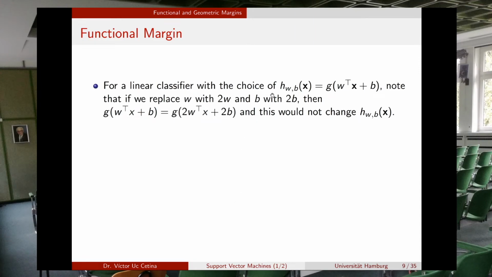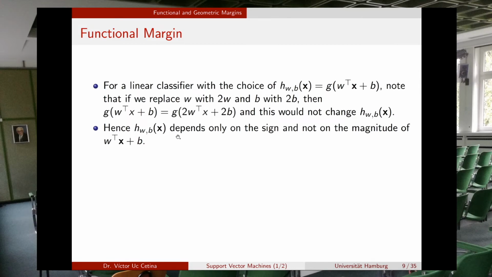For a linear classifier with the choice of h of x equals g of the model here, note that if we replace w with 2 times w and b with 2 times b, then instead of evaluating this expression, we will have the evaluation of g of 2 times the product of w and x plus 2 times b. And this would not change the final classification. So what we're saying here is, if we scale the model, in this case by 2 or by any positive number, we are not changing the final classification.